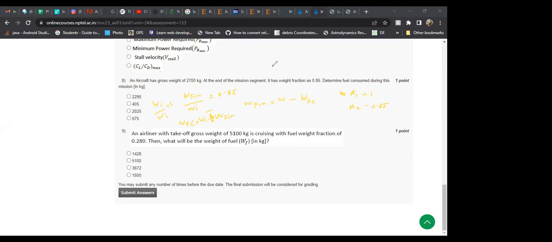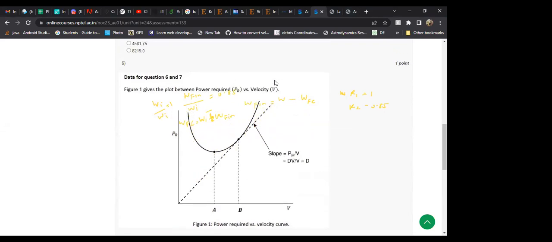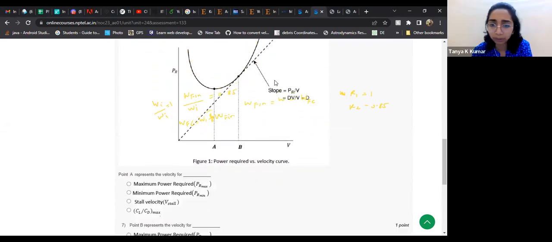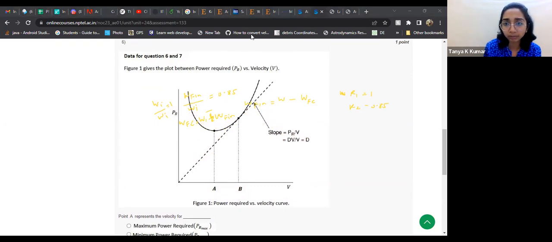Ma'am, can you explain the graph in the previous question, just above? Okay, so this is the power required versus velocity graph. If I explain it right now, it's going to give you the answer right away. You have studied the power required and the power available graphs, right? So you studied this power required.